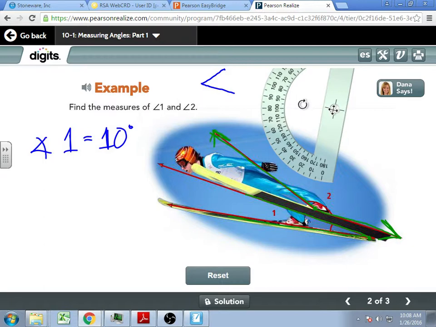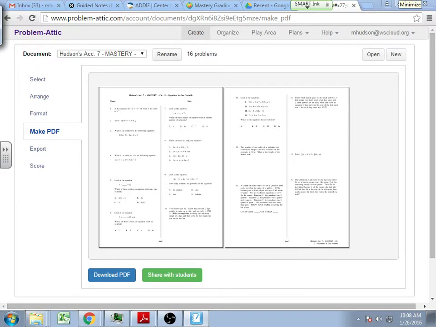So I'm going to highlight it. Well, if Smart Ink comes up. I'm still confused. It's easier once we move on from the skier. I don't know where my Smart Ink went.